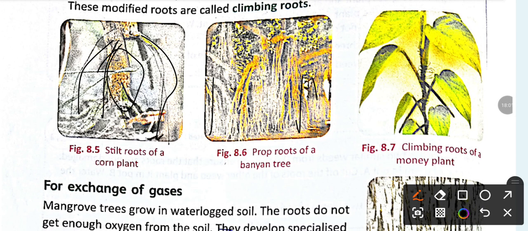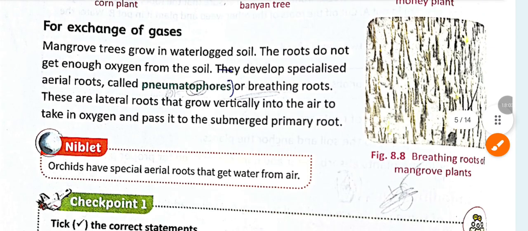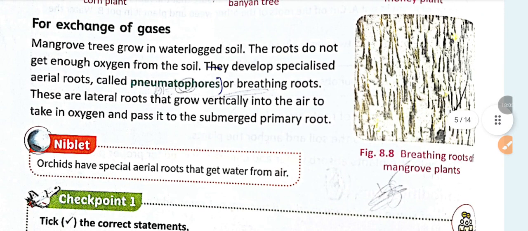Now see, for exchange of gases, mangrove trees grow in waterlogged soil. So the roots would not get the enough oxygen that they need, and hence they develop specialized aerial roots called pneumatophores. Well, what are pneumatophores? They are also called breathing roots.